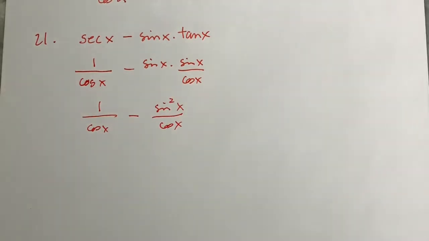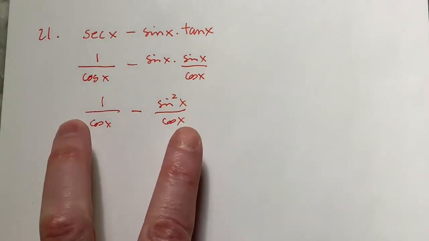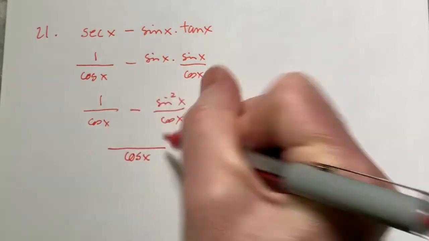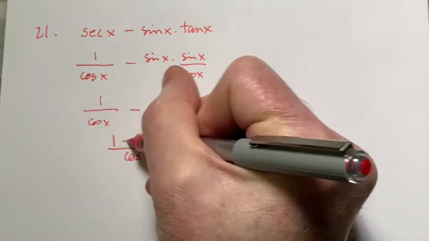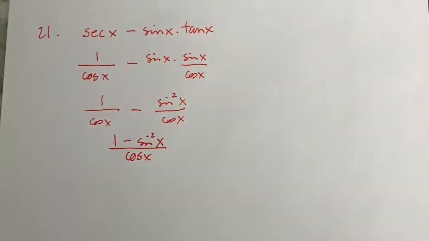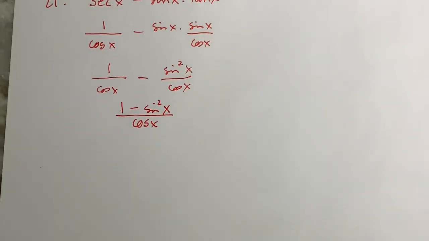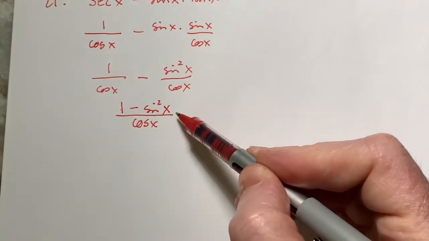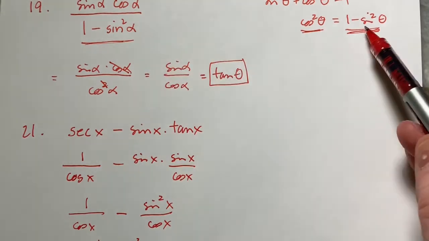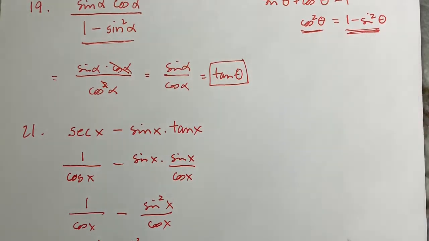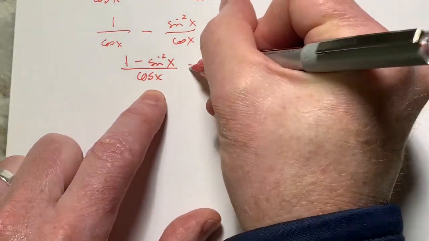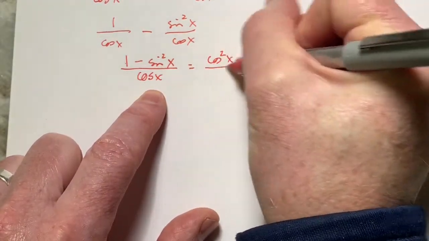And now that I have these common denominators, I could add these fractions by keeping the denominator and subtracting the numerators. I say add loosely, subtract the numerators. Now, am I finished? No, but what do I have? Just like I did in number 19, you have a 1 minus sine squared of the angle. And we know that that's equal to cosine squared of the angle. So right here, if I have a 1 minus sine squared of x, that's equal to cosine squared of x.